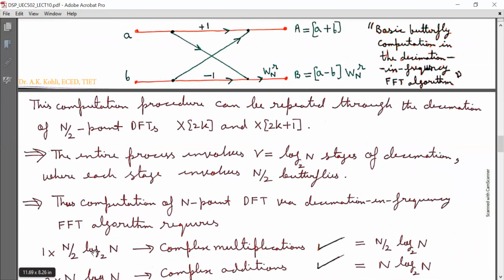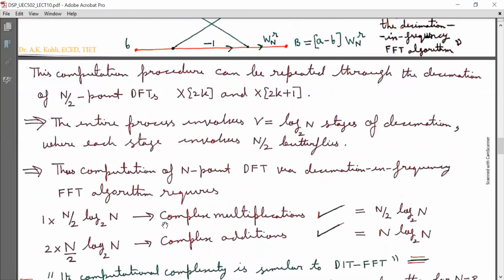Log 2n stages. At one stage, how many butterflies? N by 2. So 1 into n by 2 into log 2n gives us the number of complex multiplications equal to n by 2 log 2n.